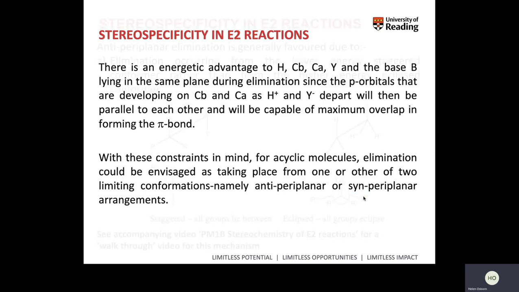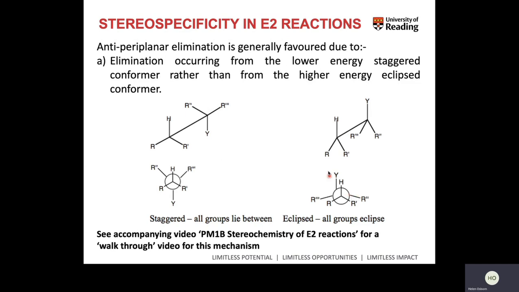I've got that more clearly on this slide. When we're thinking about the stereochemistry and what's going to happen, we need the H, the C-C bond and the Y to be in the same plane so that we can get the overlap of the p orbitals to make the double bond. But there are two ways that they could be in the same plane. Here they're in the same plane and the H is up and the Y is down, so it's anti. So this would be anti-periplanar.